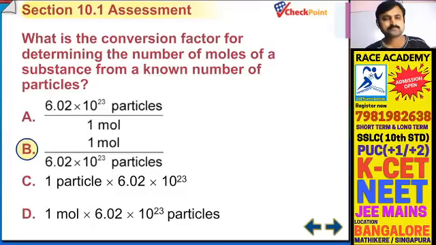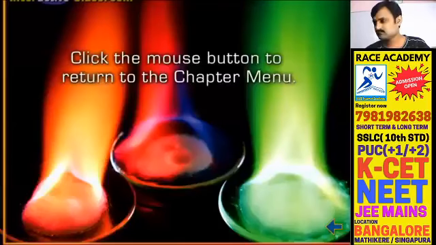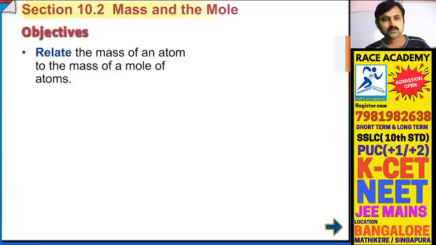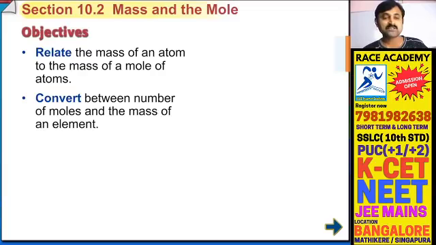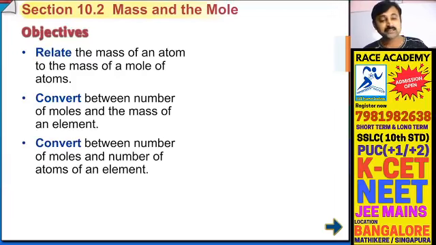Next one. Mass and mole. In this second session, the first objective is relating the mass of an atom to the mass of a mole of atoms. The second is how to convert the number of moles to the mass of an element. Another objective is learning the conversion of the number of moles into the number of atoms of an element.